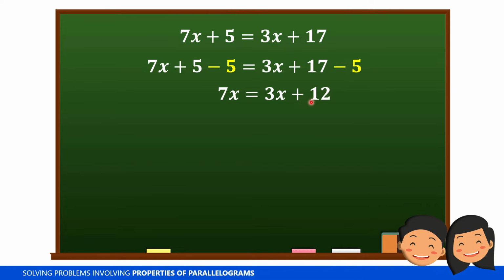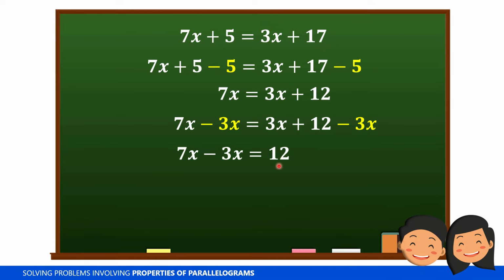So let's add negative 3x to both sides of the equation. So we have to use the addition property of equality. Here we have 7x minus 3x on the left, and 3x minus 3x is equal to 0. So 12 remains on the right side of the equation. Now 7x minus 3x is equal to 4x. 4x is equal to 12.